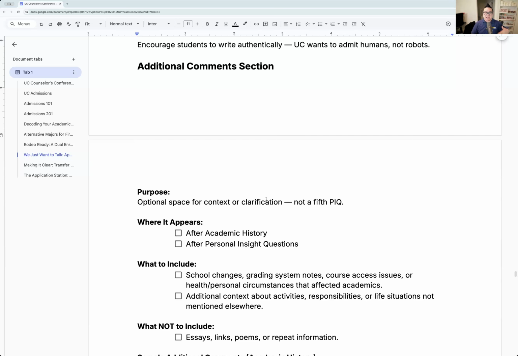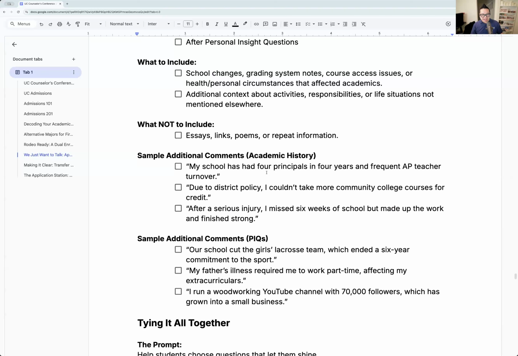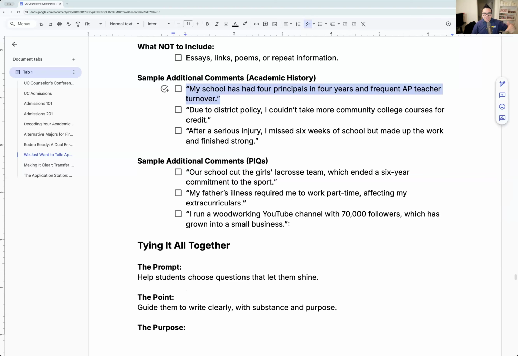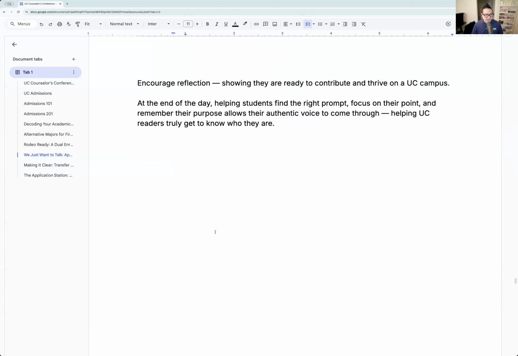This is anything else that you want to share. So a few things, like, here's the issue. Like, hey, my school had 4 principals, frequent changes. Oh, that would explain blah, blah, blah, right? So you see these explain stuff. Our school cut the team, which ended my commitment to the sport. Oh, wow. That gave me context. So these would give me context to understand, is the key here.